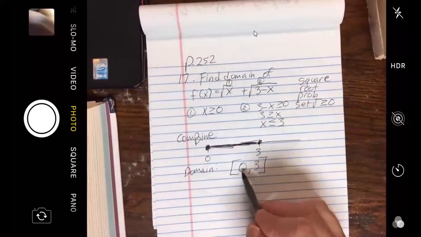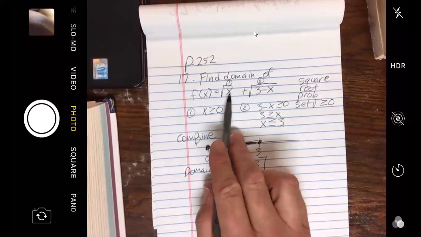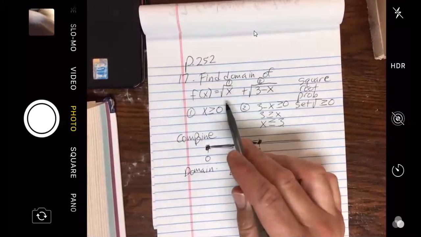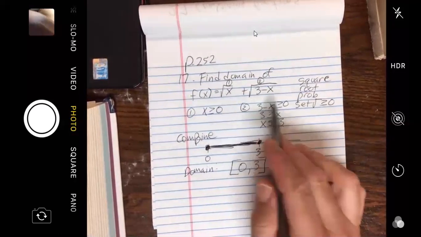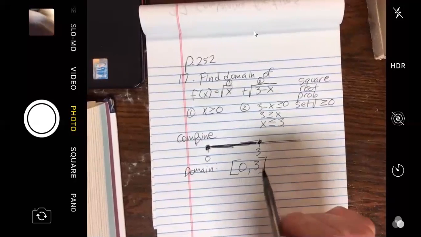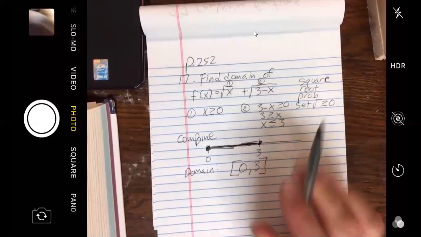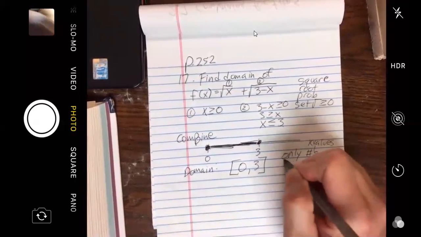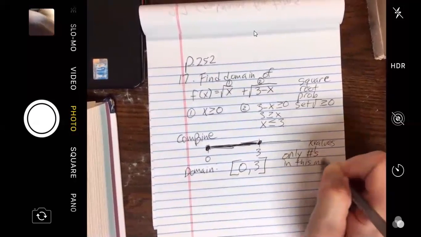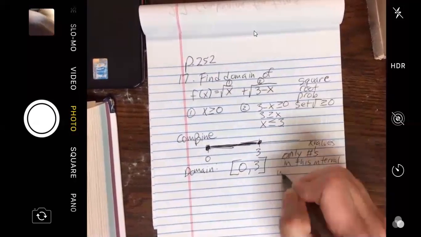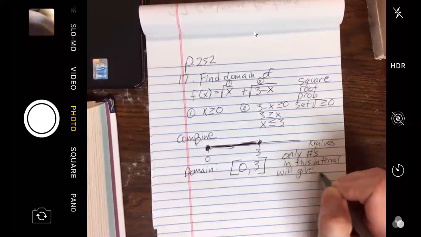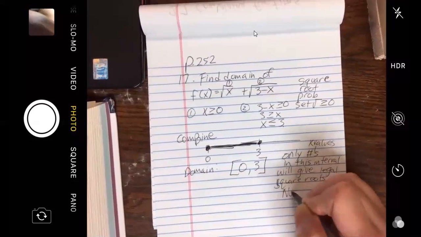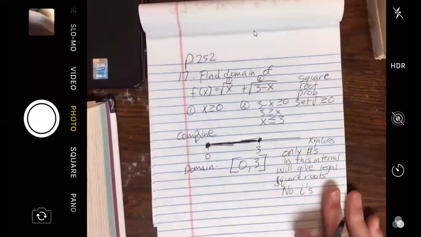You can't use numbers less than 0. Make that one give you i's. And if you go bigger than 3, like 4, 3 minus 4 is a negative. This one gives you i's, even though this one's okay. So combining the two, only numbers, x values, in this interval will give legal square roots. No i's. You get i's when you take square roots of negative numbers.